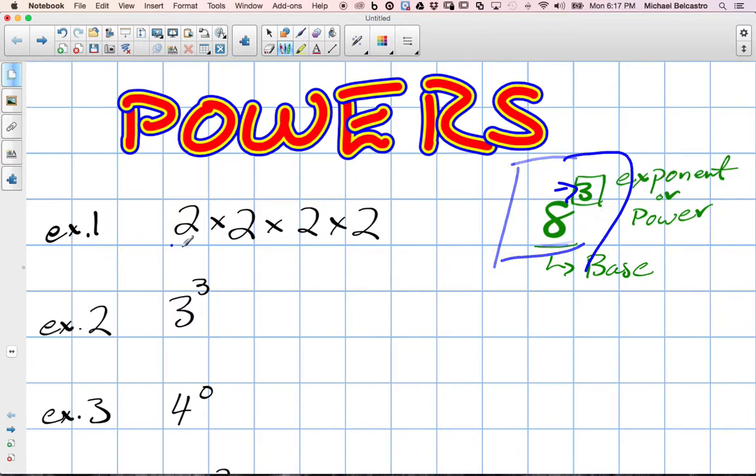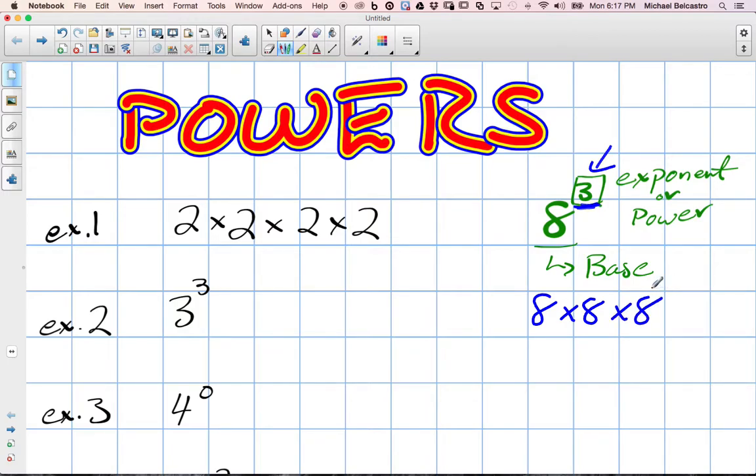The very first thing we're going to do is talk about what this actually means. What this means is our base is going to be multiplied by itself the number of times there is a power. So in this case, it's the number 3. So we're looking at 8 by 8 by 8. Using that same concept, I'll write that example down here. So that's the equivalent of 8 times 8 times 8.